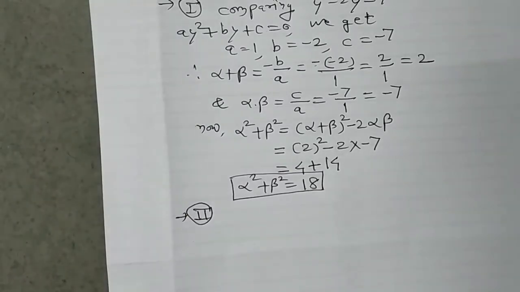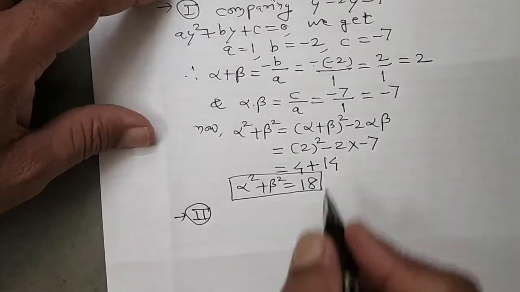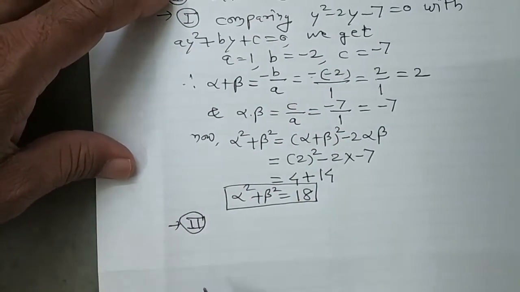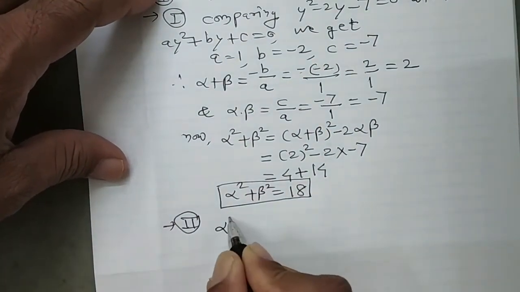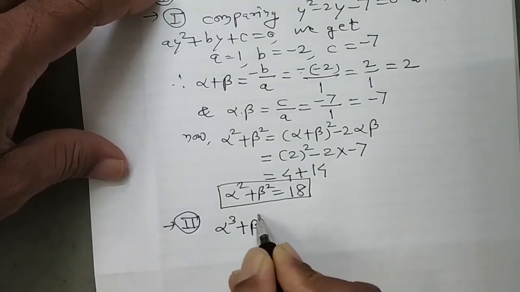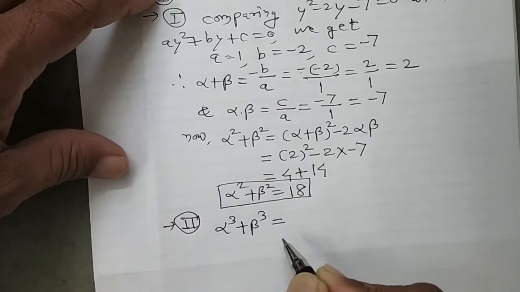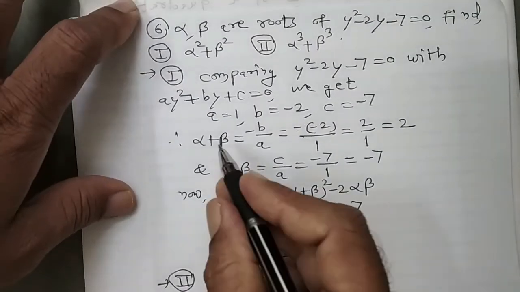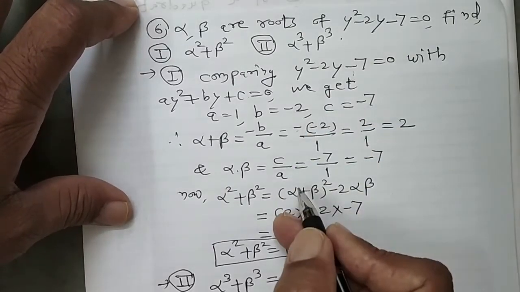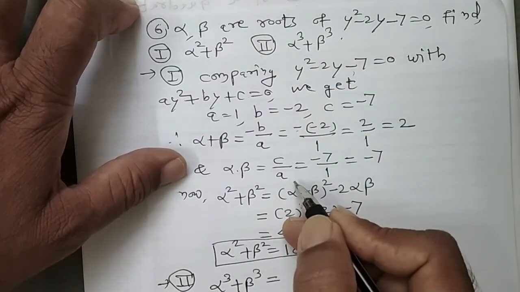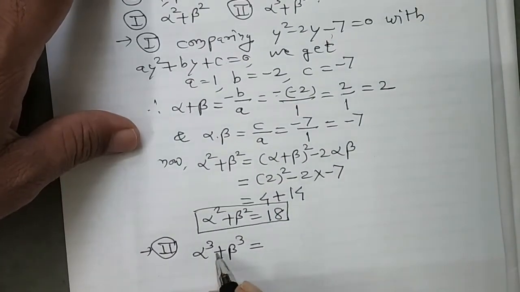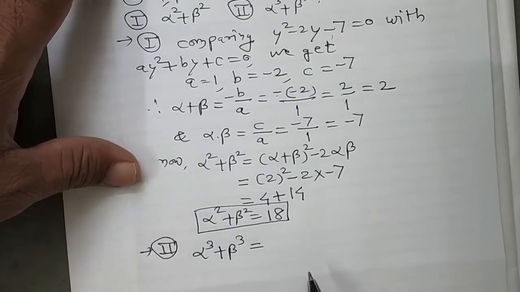Now number 2. Here in this equation we have to find alpha cube plus beta cube. Up to this, the values of alpha plus beta and alpha into beta, write down as they are. हे इथपर्यंत आपल्याला जसाला तसं लिहावं लागेल. Now write down the formula for alpha cube plus beta cube.